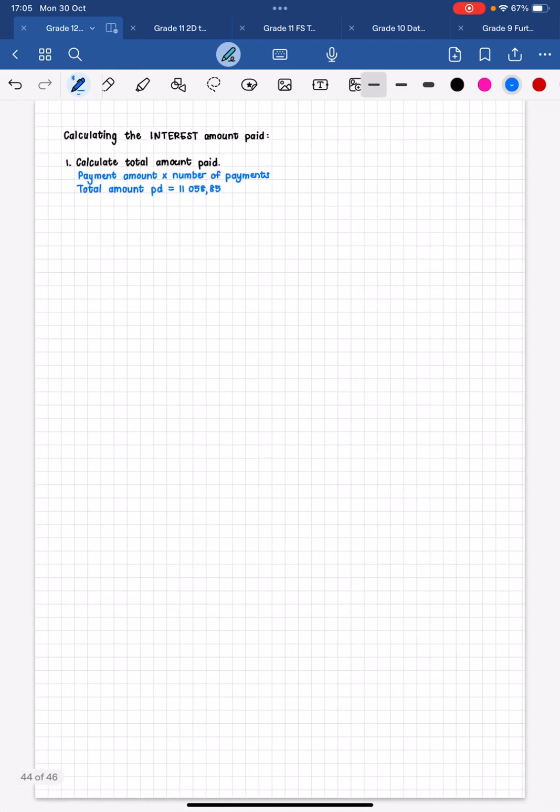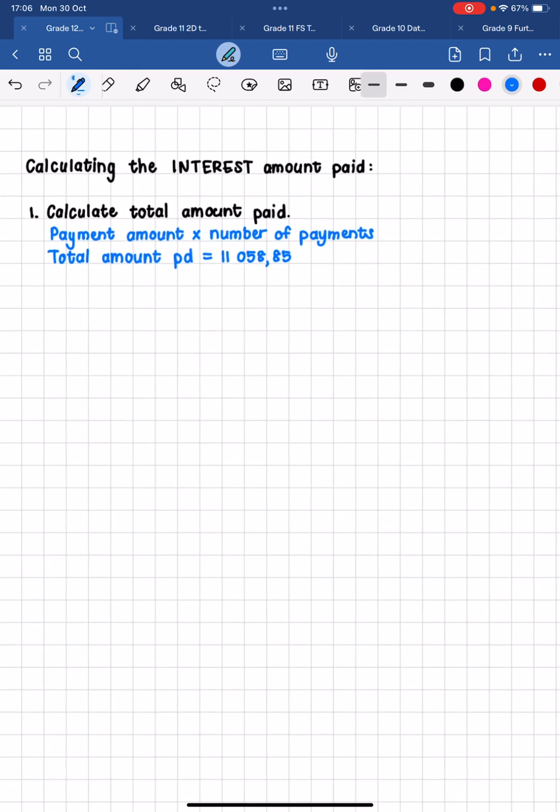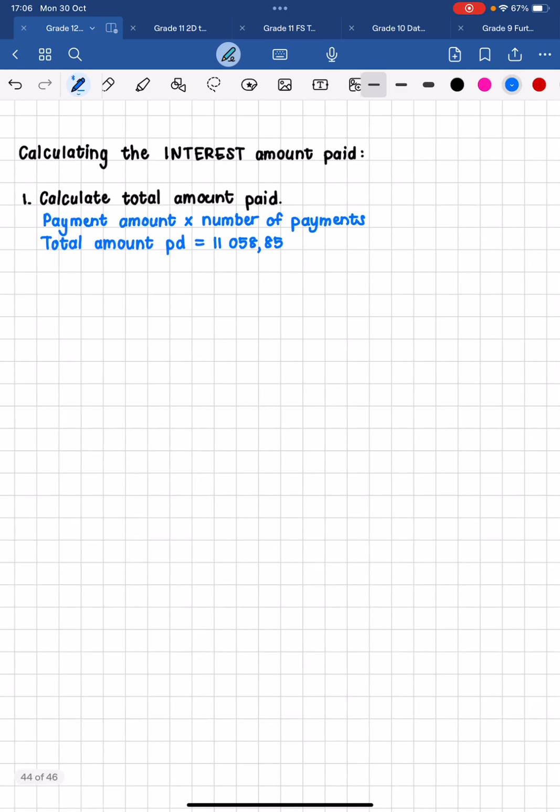11,058 Rand and 85 cents. Yes, that is correct. Okay, so we take that payment value that they gave us. Often you have to work this out, right? You have to solve for X and then use it. Now he was paying for 21 years every month, right? So you can do 21 times 12, or you can do 252, I think is that value.